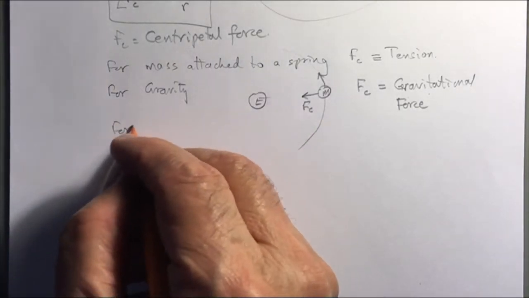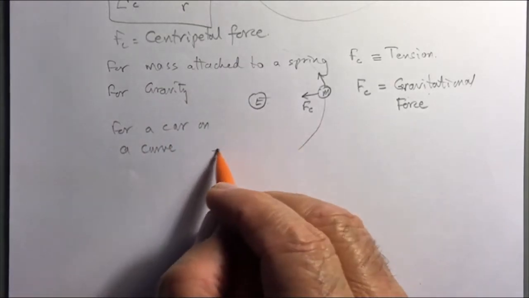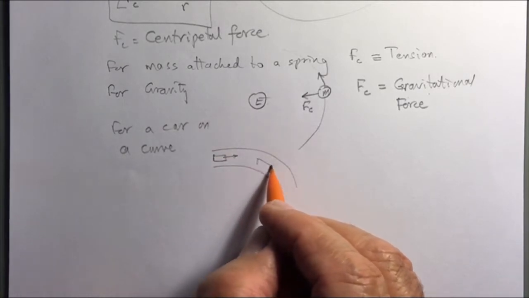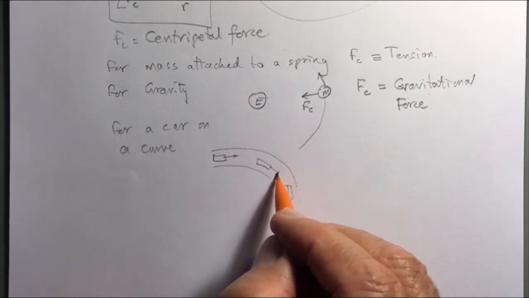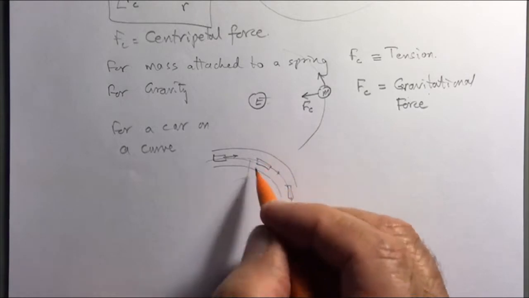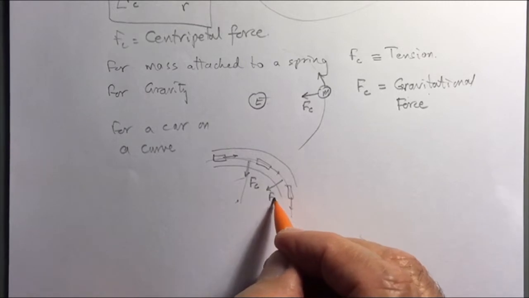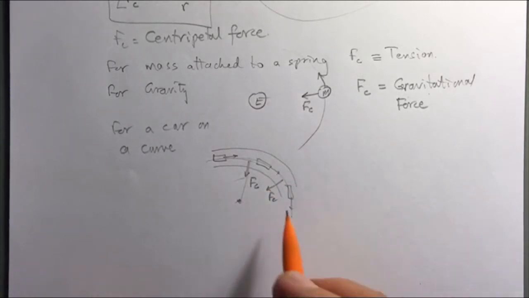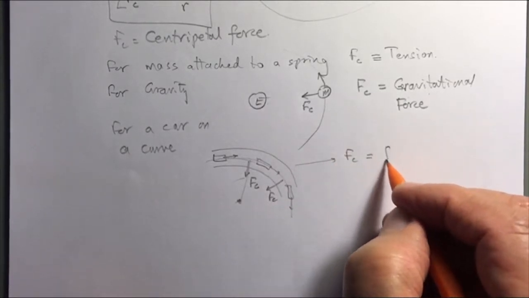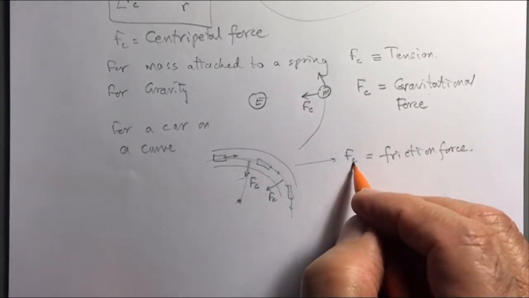Now for a car on a curve, so you have a curve and you have a car going straight, and then it turns, so this part is a part of a circle, so you have a radius. This means there must be a centripetal force pulling it towards the center of that circle, and in this case the centripetal force is the friction force. Friction provides the centripetal force.